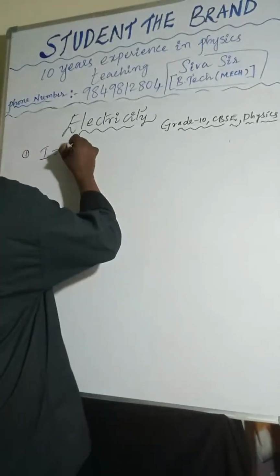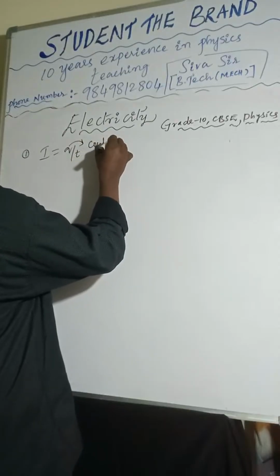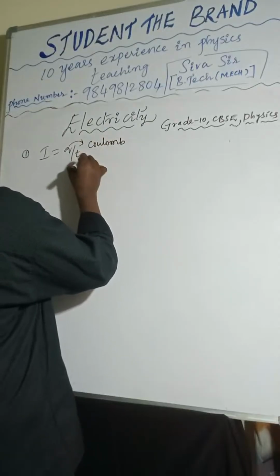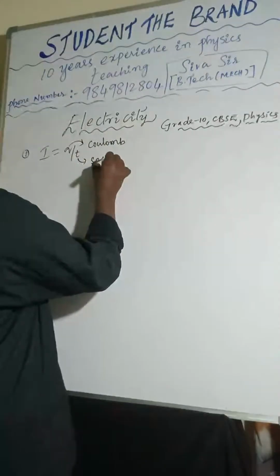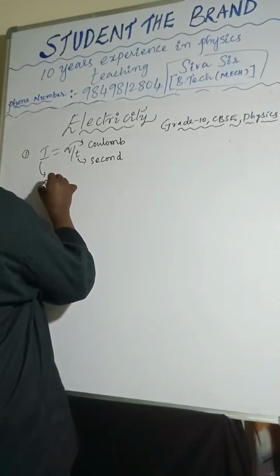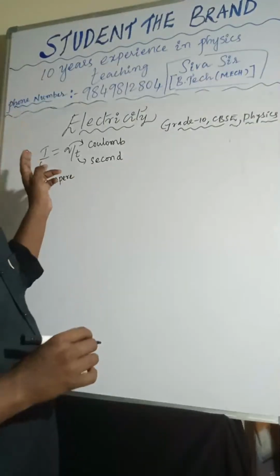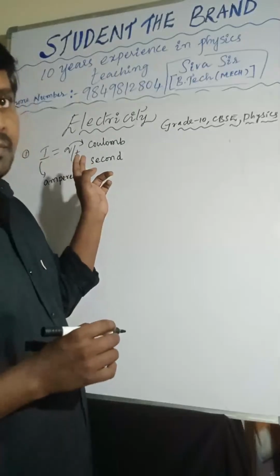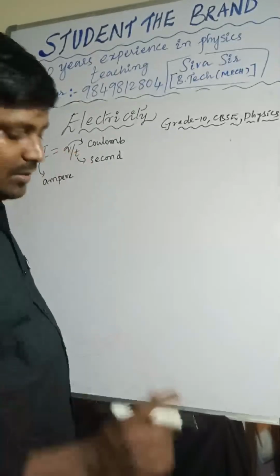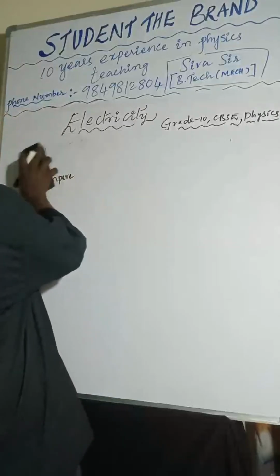SI unit of charge is coulomb. SI unit of time is second. And SI unit of current is ampere. I'll write here so it will be visible.